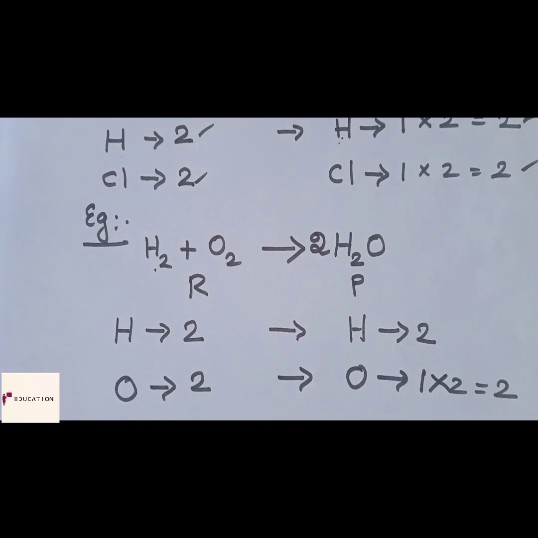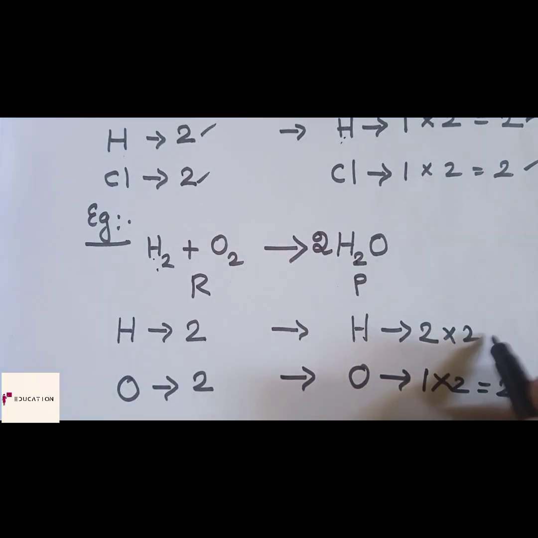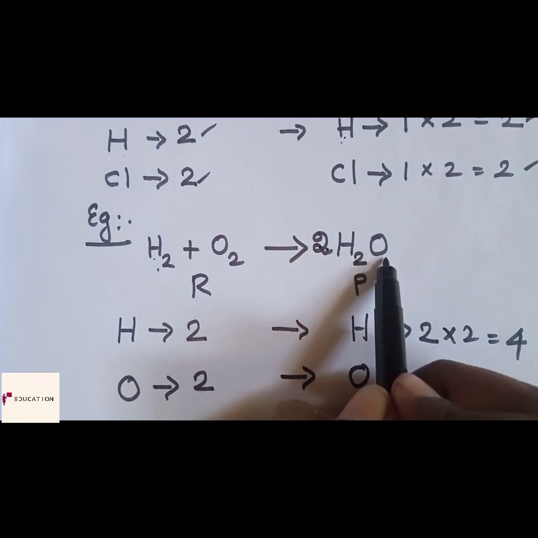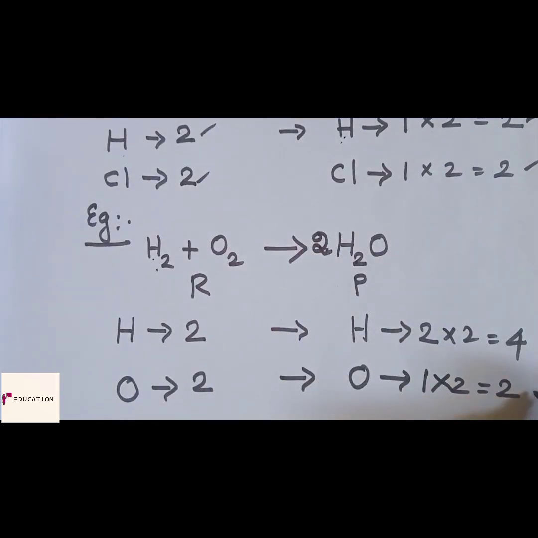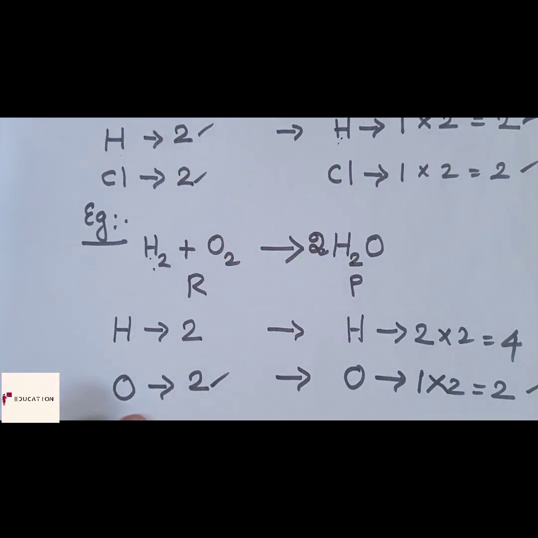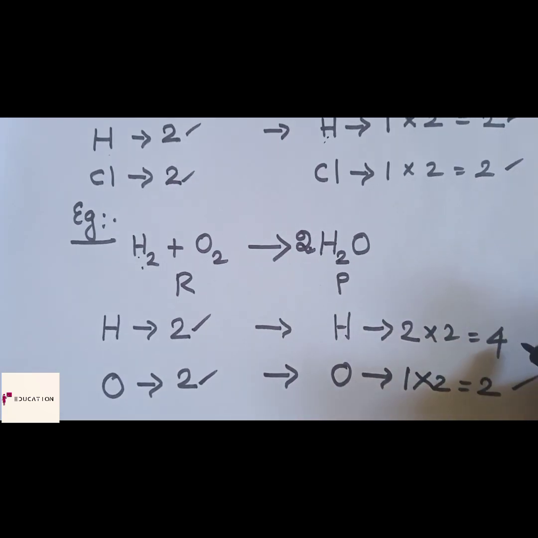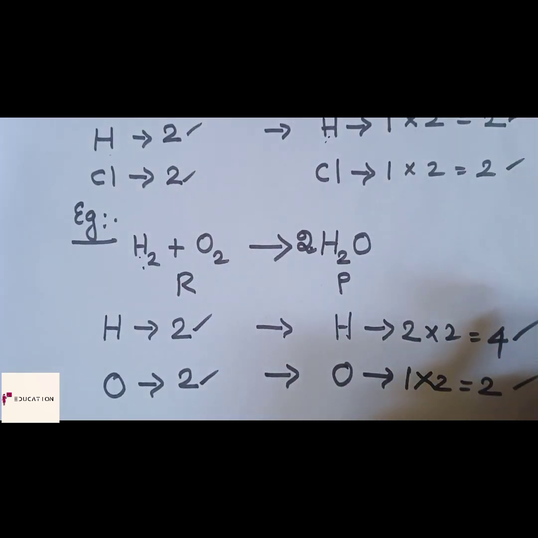Okay. Now you look at the equation. Here hydrogen is 2. Now here hydrogen, how does it change? 2 into 2, it becomes 4. And oxygen 2. 2 into 1, 2. So oxygen is balanced on the left side and right side. Next, hydrogen is 2 here and hydrogen is 4 here. So what you have to do now? You have to balance the hydrogen atom.